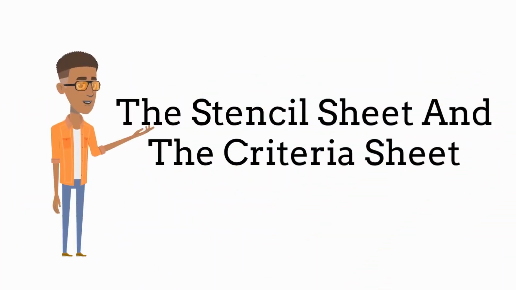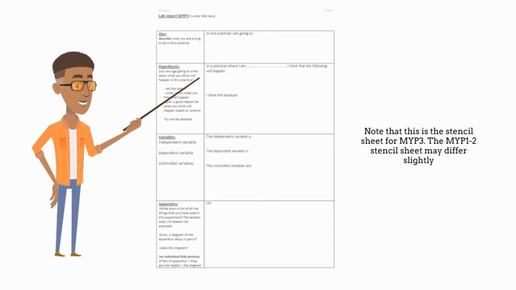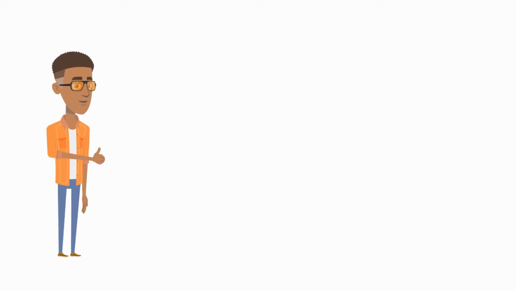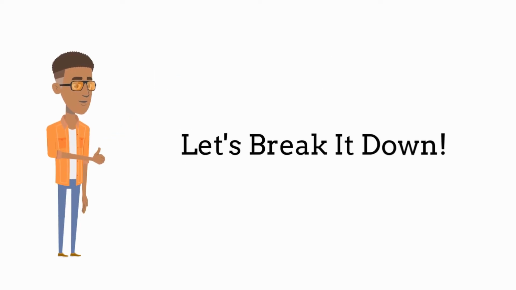Stencil sheet and the criteria sheet. When you first start writing a lab report in MYP 1 to 3, you'll most likely have come across this stencil sheet and this criteria sheet. These sheets are meant to help instruct you when writing your first lab report. However, they may seem confusing at first, so let's break it down.